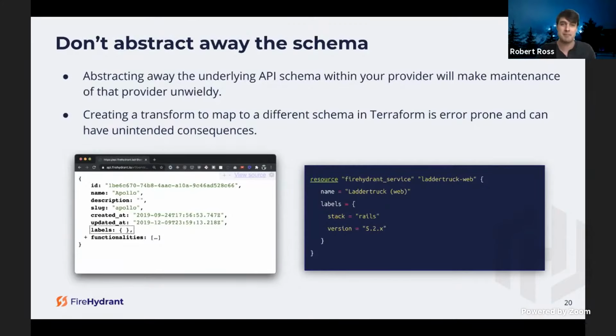Creating a transform to map to a different schema in Terraform is really error prone. If you think of ETLs, extract, transform, load, you basically have one of those for every single endpoint in your API. If you try to have a different schema in Terraform, it's going to make things really error prone and confusing. I don't recommend it. Try to stick to the same schema as your API. Don't reinvent the wheel.